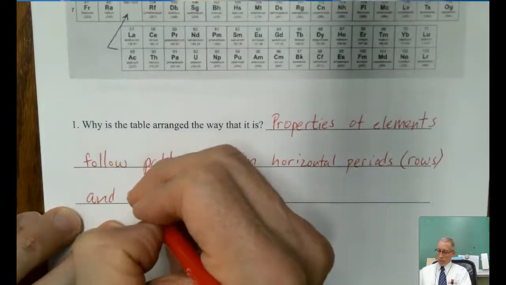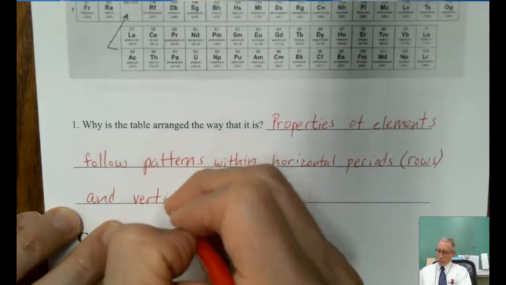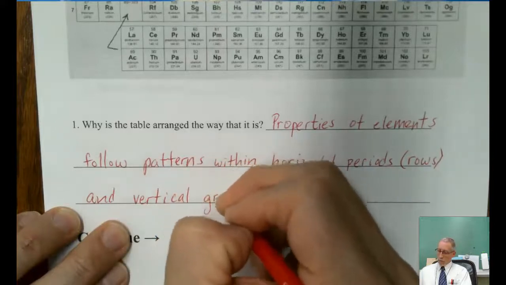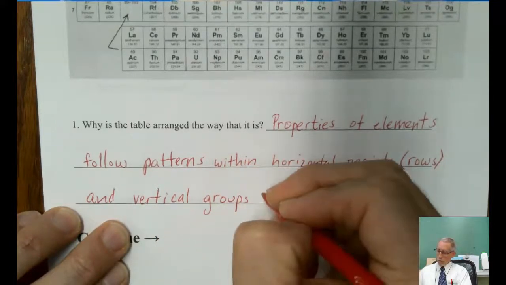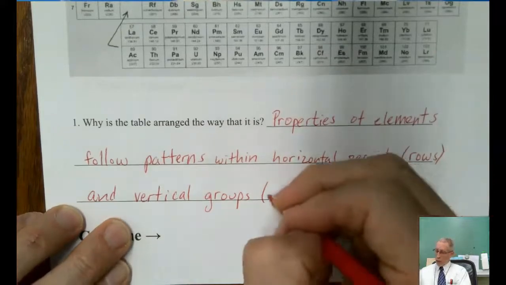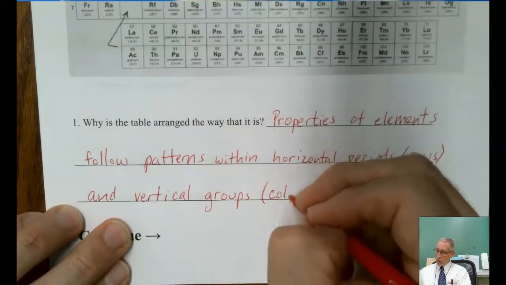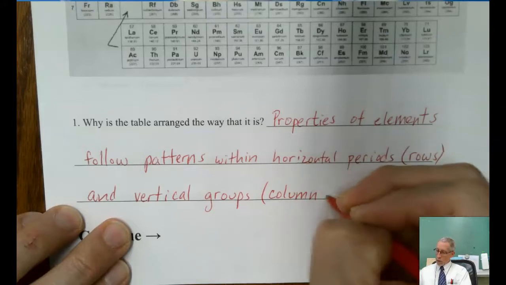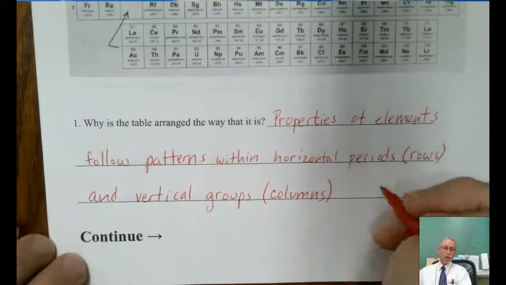and the vertical groups. And groups is the name that we use for the vertical columns. Watch the spelling of columns. It's a little unusual, don't you think?